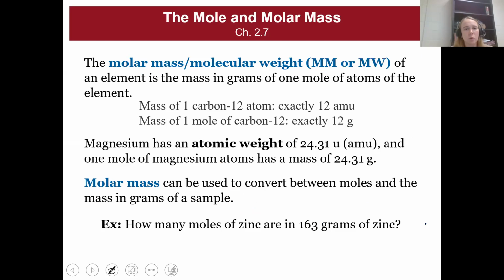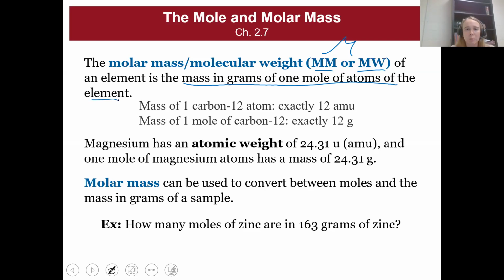All right, so molar mass. So let's keep going. There's something called molar mass or molecular weight, and that could be written as M. So sometimes there's like a cursive M in your textbook. Sometimes you'll see MM for molar mass or MW for molecular weight. They all mean the same thing. That is the mass in grams of 1 mole of atoms of that element.